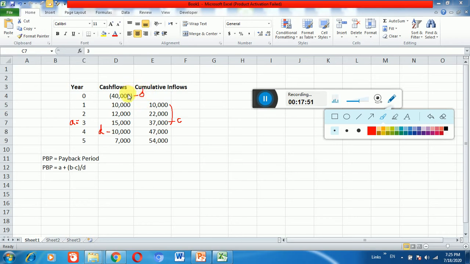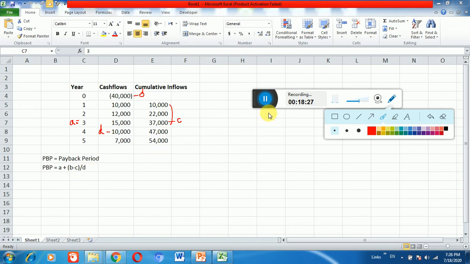Okay, now if the A is the third year and the C is the cumulative cash flow next to the third year, then how much is the next cash flow after this, in the fourth year? That is $10,000. This will be your D. So if this 22,000 is your C, then 15,000 will be your D. If the 47,000 is your C, then the 7,000 will be the D. This is the way you first place all these A, B, C, D in this question, and then put them in the formula, and this will give you the answer.